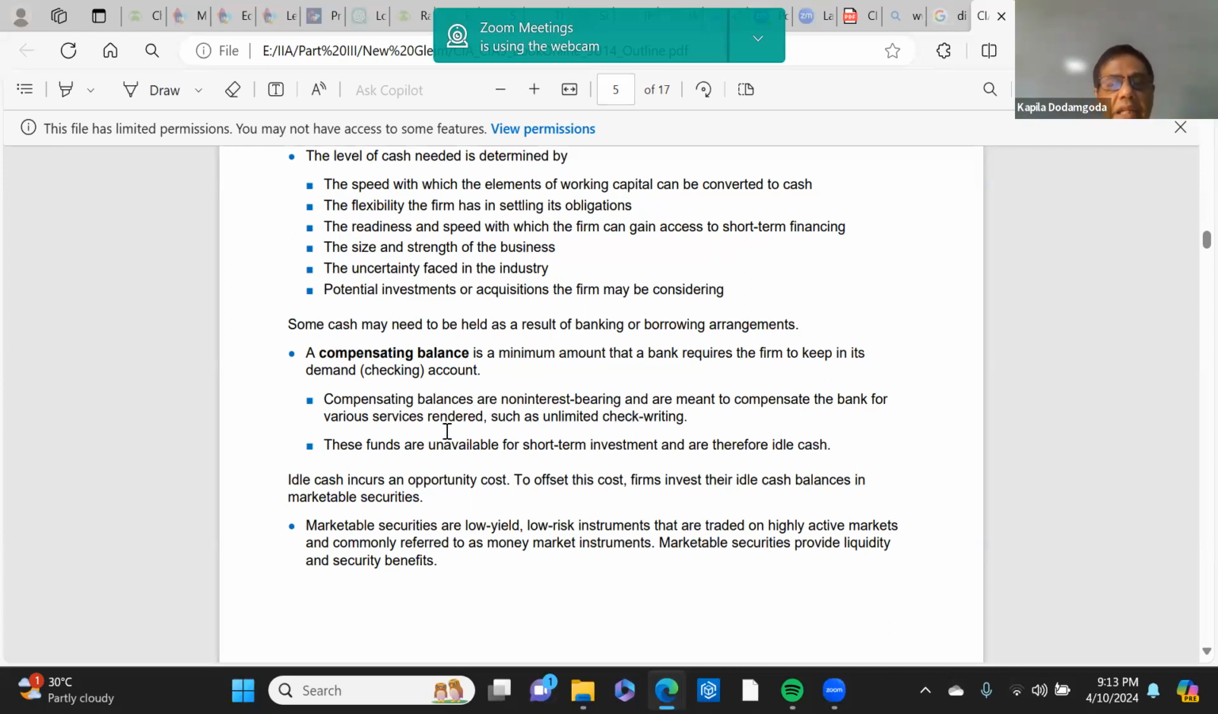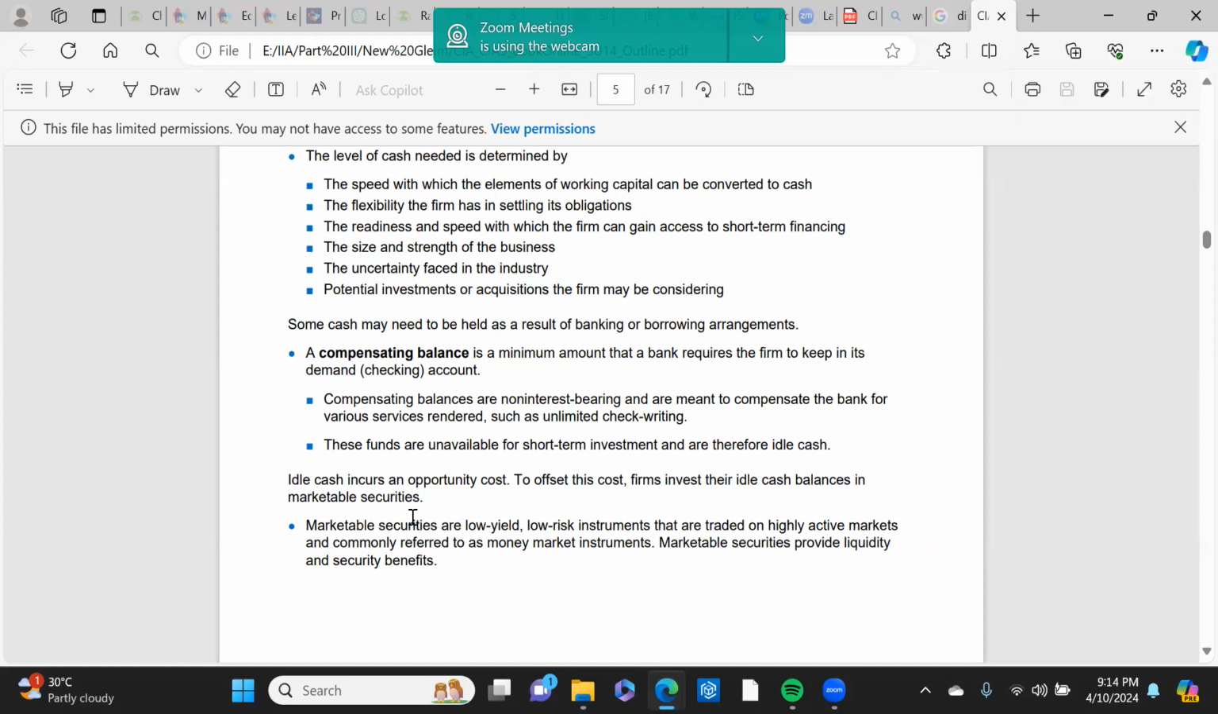So for you to get that capability, you need to maintain that compensating balance. These funds are unavailable for short-term investment and are therefore idle cash. You maintain them in a nominated current account of your bank, and they are just idling. You are not earning a return typically, and you can't use the money for investment. They are just idling without a return. That is a compensating balance. Any questions on that? Is that clear? Prasanga, are you okay? Yeah.